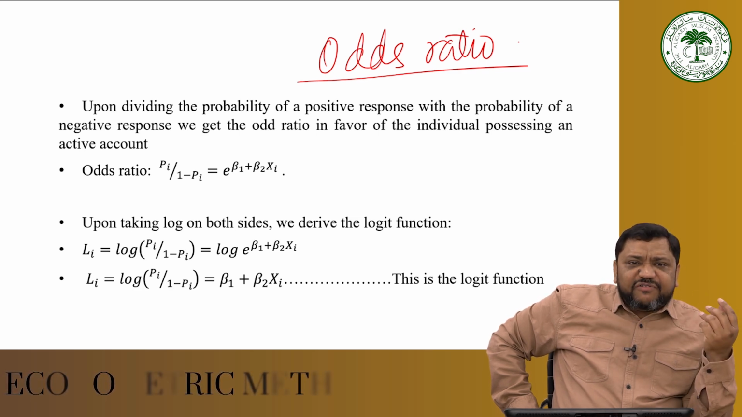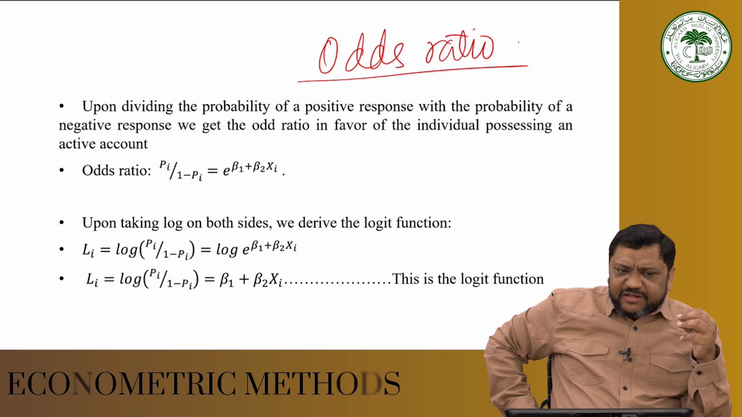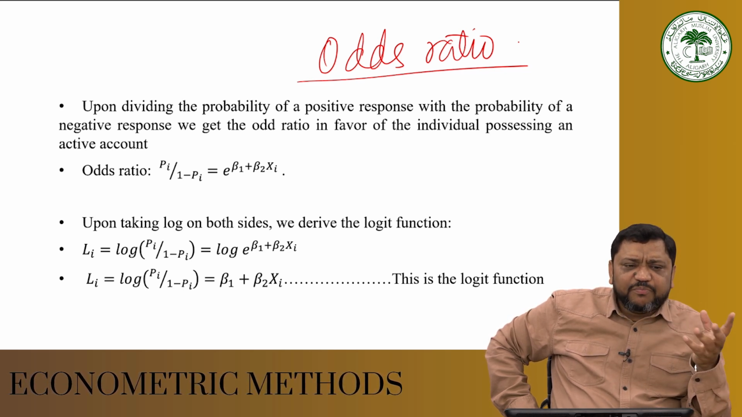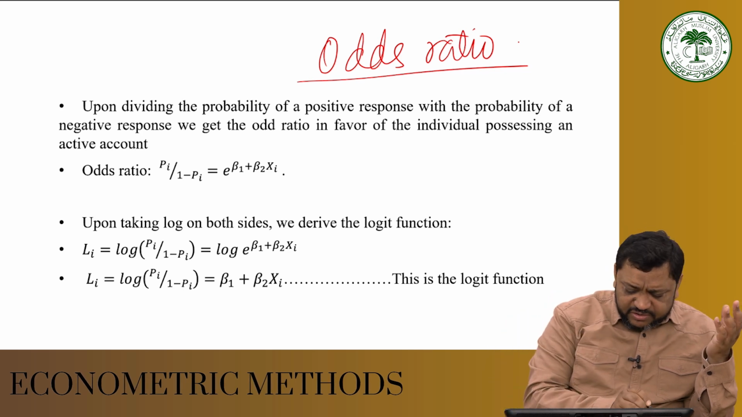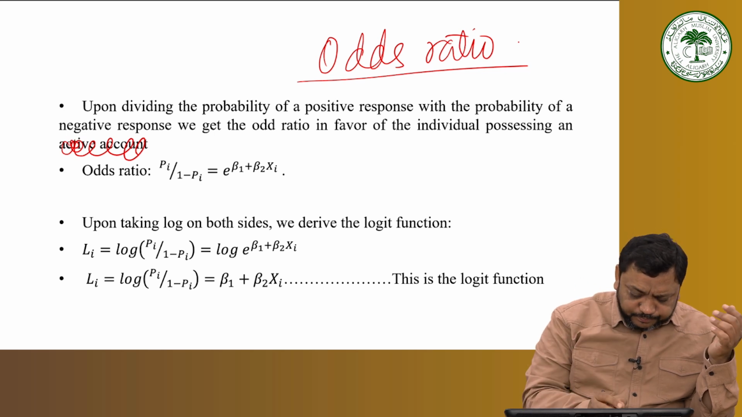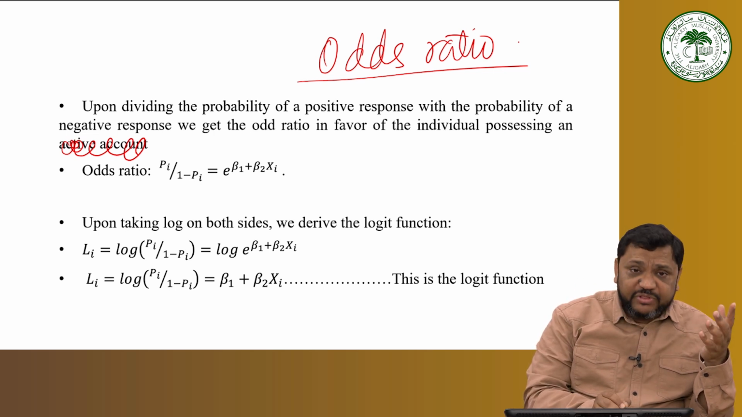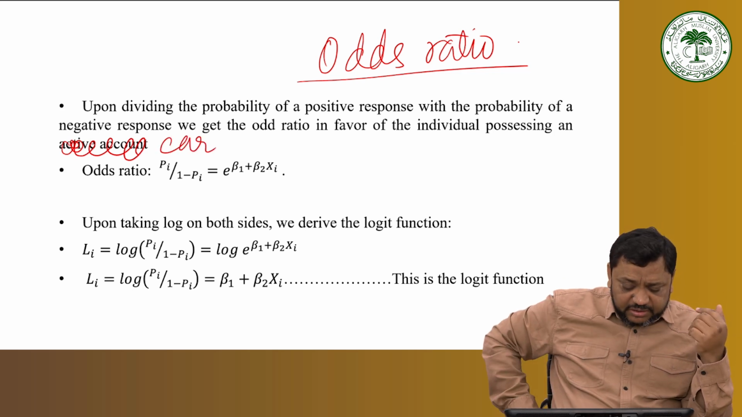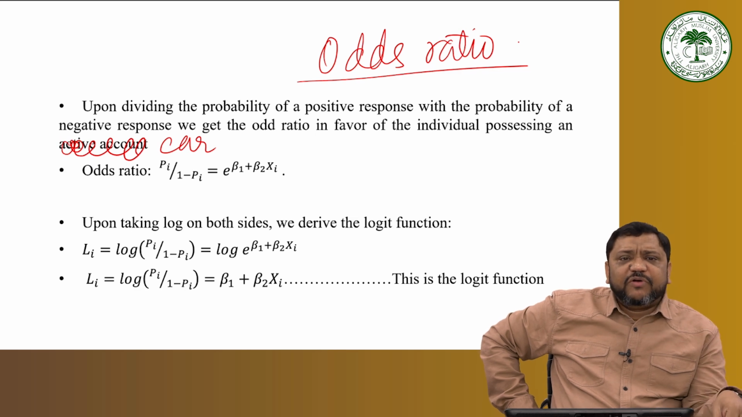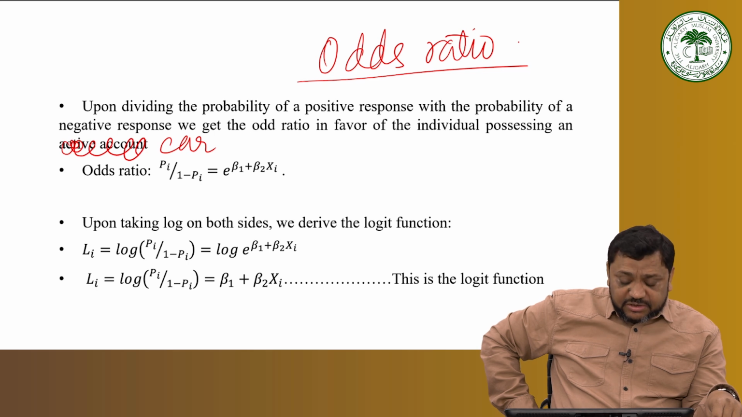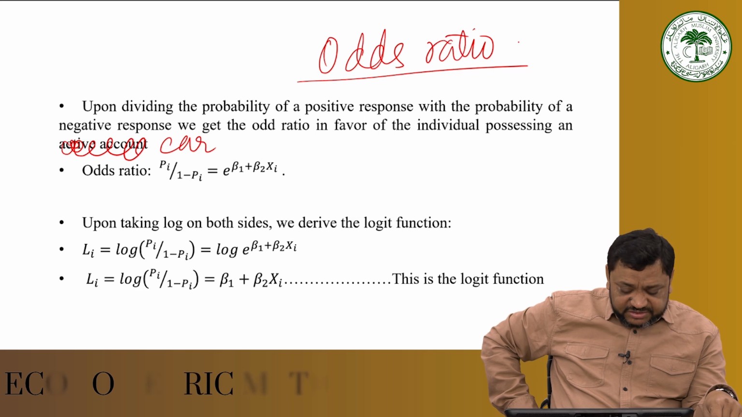Upon dividing the probability of a positive response by the probability of a negative response, we get the odds ratio in favor of the individual possessing, and we will take the same example we are discussing, possessing a personal car. So the odds ratio is equal to Pi divided by 1 minus Pi, which is equal to e raised to the power beta 1 plus beta 2 xi.